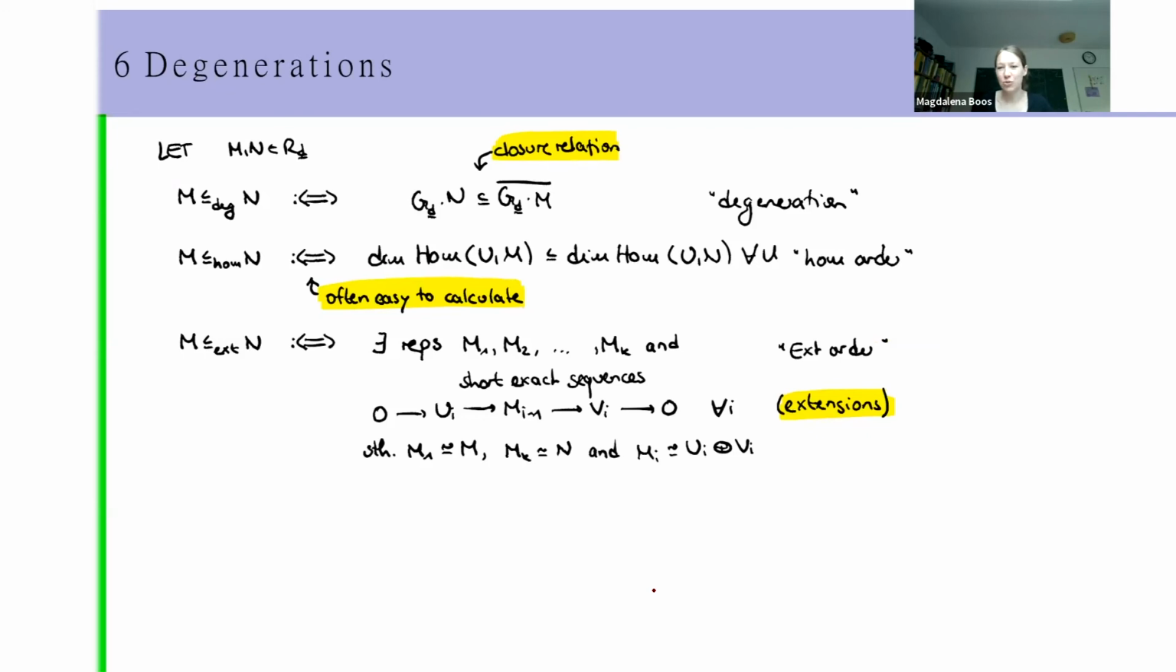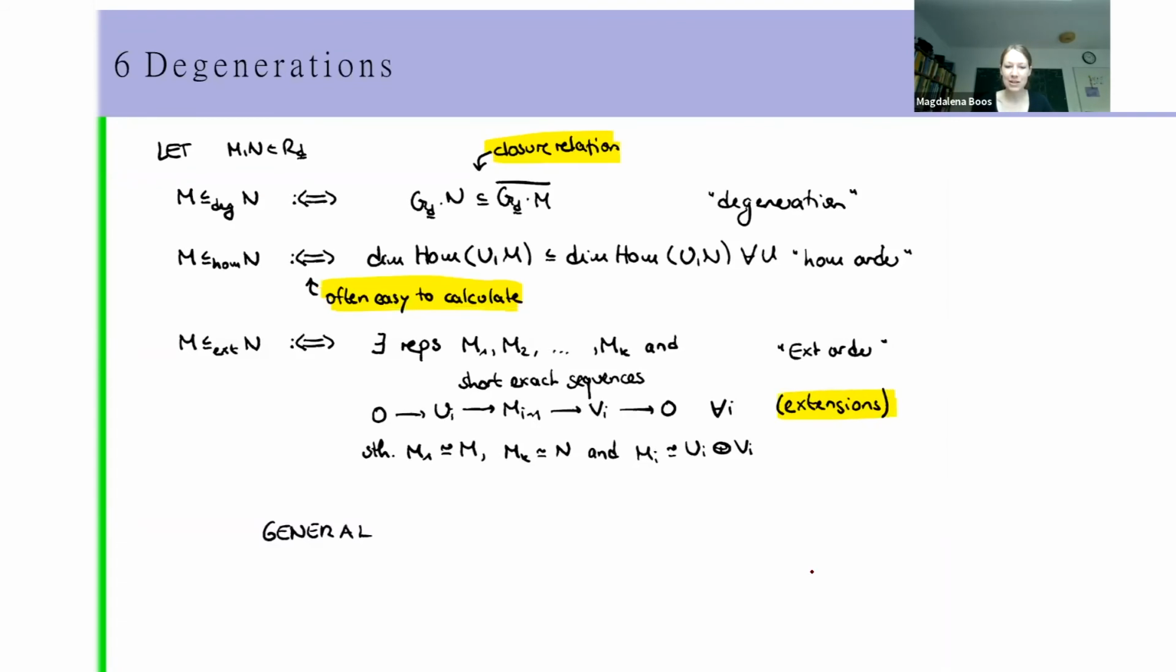Ext order. And now you might think, so what? I mean, of course, the Hom and the Ext are nice because we know how to construct exact sequences with the Auslander-Reiten quiver. We have some techniques. We know how to calculate dimensions of Hom spaces, but why should we care?